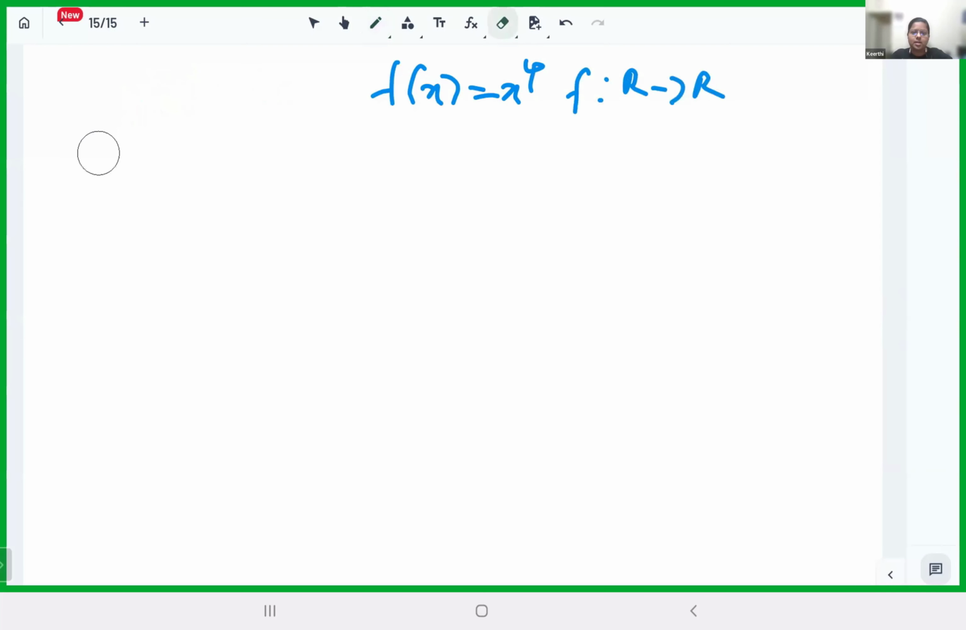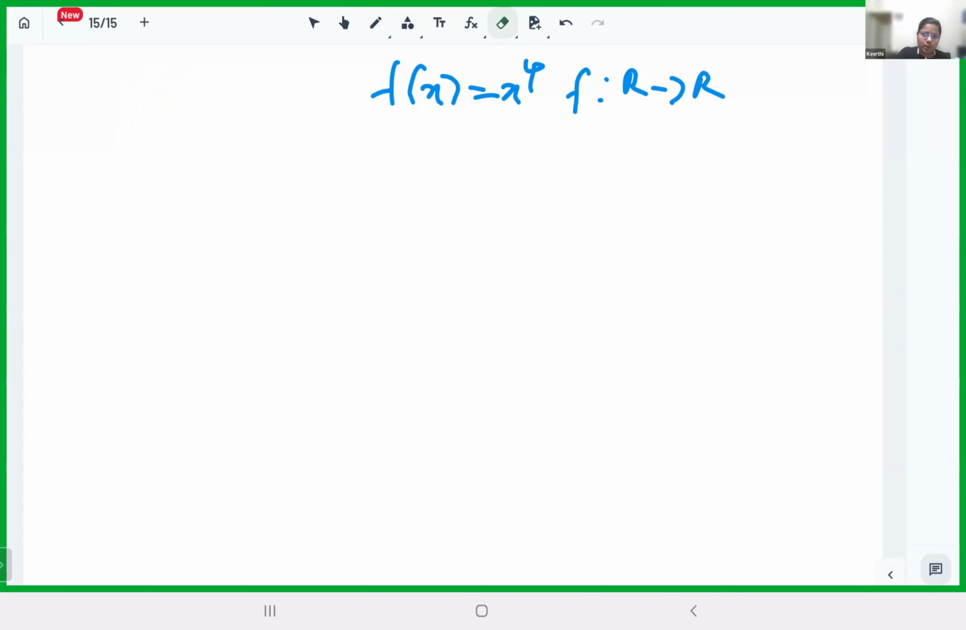f of x is equal to x raised to 4, f from R to R. They'll give you options like it is either one-one or onto, or both one-one and onto, such type of question. All right. So how will you check whether it is one-one and onto? How will you check?